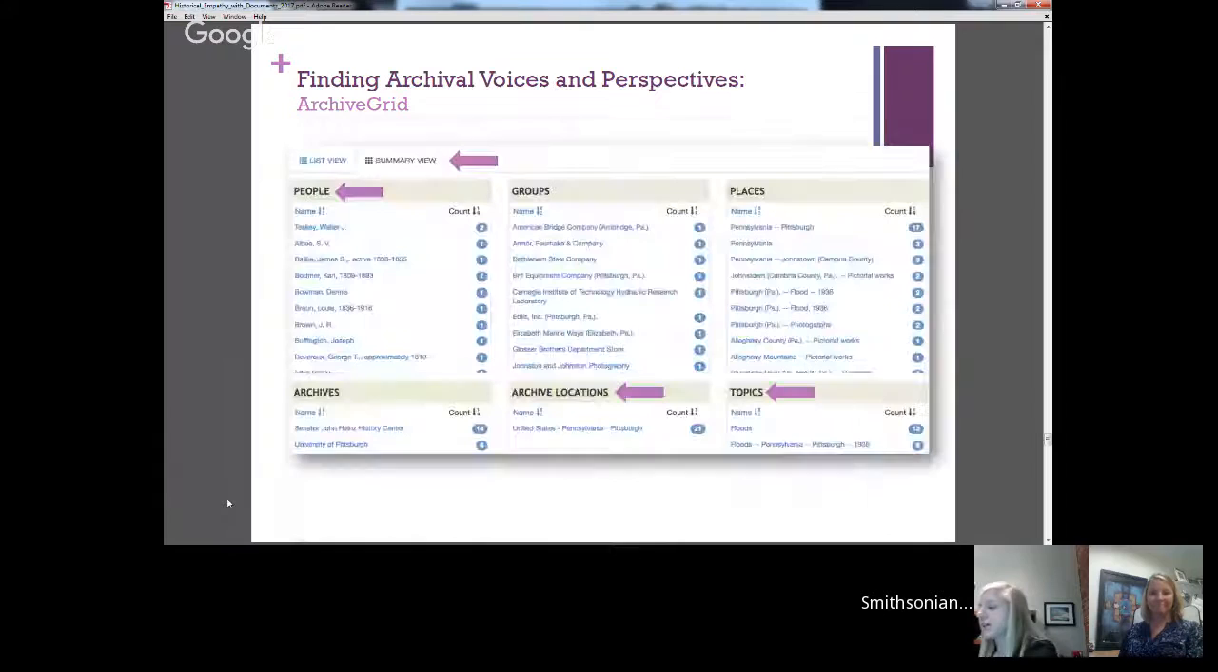And then one final note about Archive Grid is when you search, the de facto way that they display the results is within the list view. But if you choose the summary view, you can see the people and the groups and the topics that are associated with the results that you're receiving. And so that's another way to try to find collections that are related to your research interests, and provide you avenues to different collections that perhaps you hadn't thought of previously.